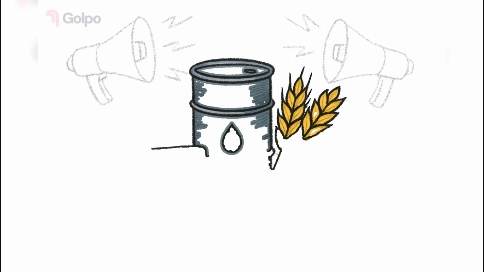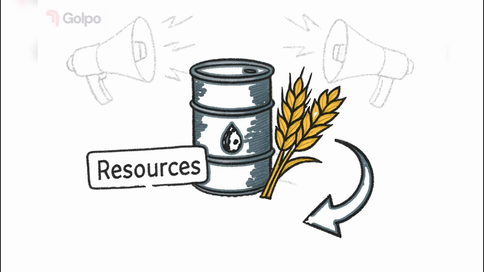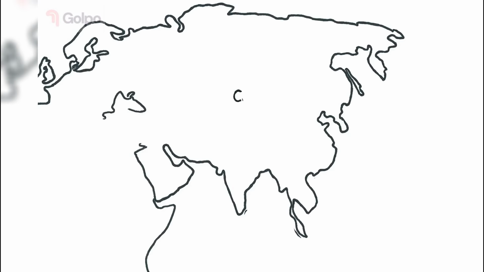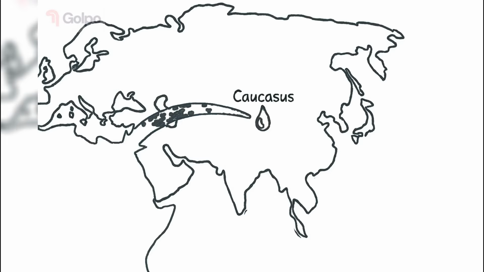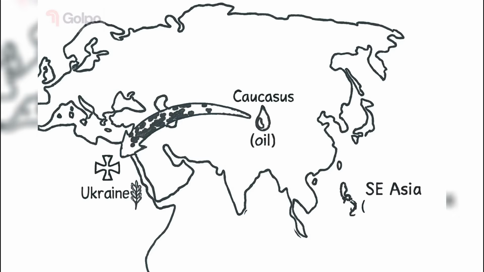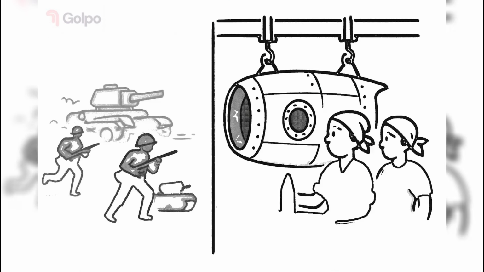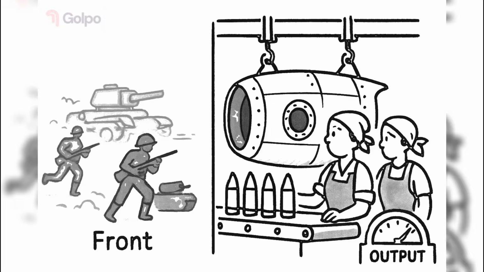World War II wasn't just a clash of ideologies, it was a desperate grab for resources. Germany's invasion of the Soviet Union was a hunt for Ukraine's fertile lands and Caucasus oil. Japan pushed into Southeast Asia for the same reason, oil and rubber to fuel its war machine. While armies clashed, the war was also won on factory floors.